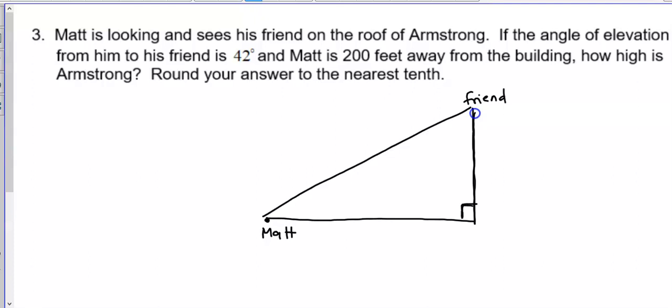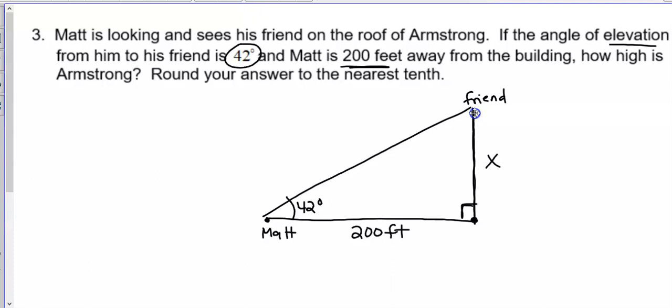We're given some information like the angle of elevation is 42 degrees. That's going to be this angle here. We're also given Matt is 200 feet away from the building. So that distance there is going to be 200. There's Matt. There's the bottom of Armstrong. And then our question is, how high is Armstrong? So this is our unknown. The height of Armstrong is unknown.